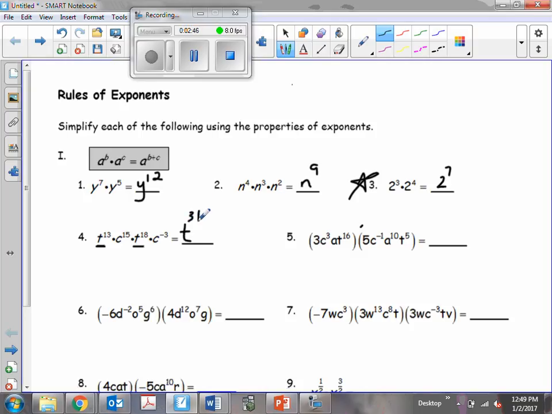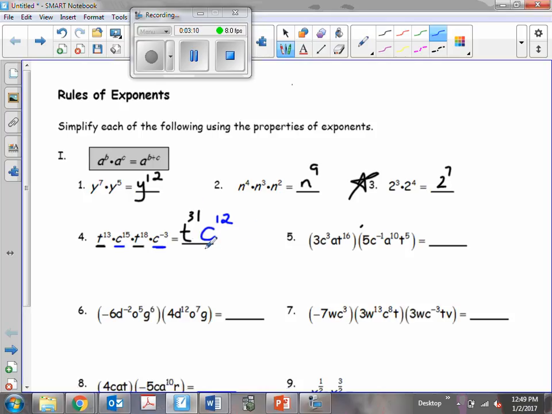If I add my c's now, my c has an exponent of 15 and an exponent of negative 3. Well, if I add together my 15 and my negative 3, I would get an exponent of 12. So my answer here would be t to the 31, c to the 12th. I can't go any further because t and c are not the same base. So we would leave it just like this.